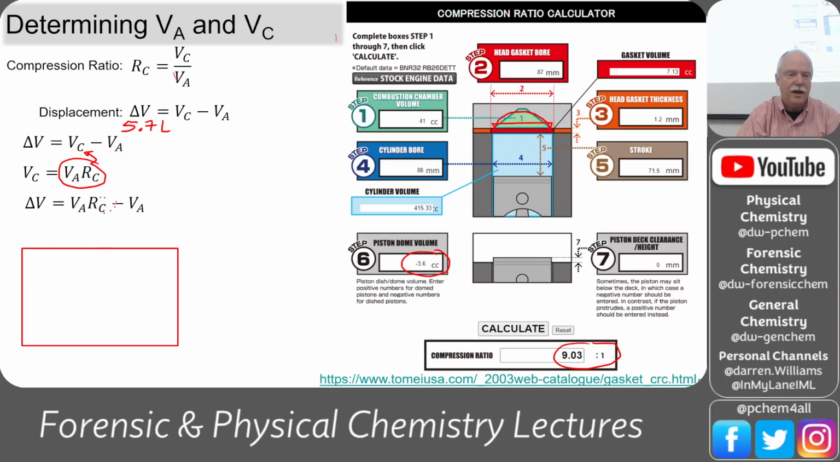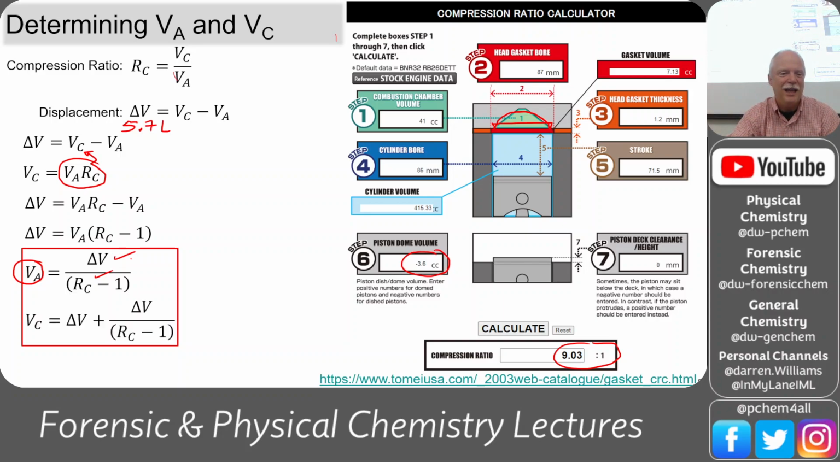Okay. And so then I can simplify this. And so that is pulling VA out. I have delta V as VA times RC minus 1. And then I can divide both sides by RC minus 1. So this is nice. Now I have my A volume as a function of two numbers that I can read off my owner's manual or measure with the little compression gauge. And then I can put that VA piece up here into this equation. So this piece can go up here. And I can solve for VC. So VC is delta V plus delta V over RC minus 1. And so that way I can get those numbers.